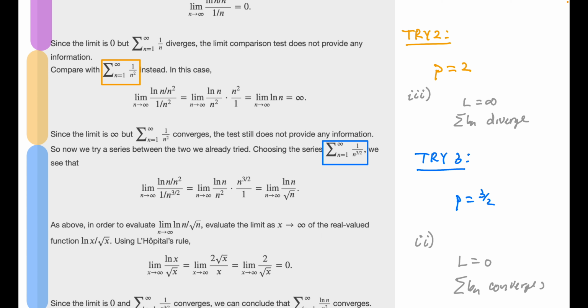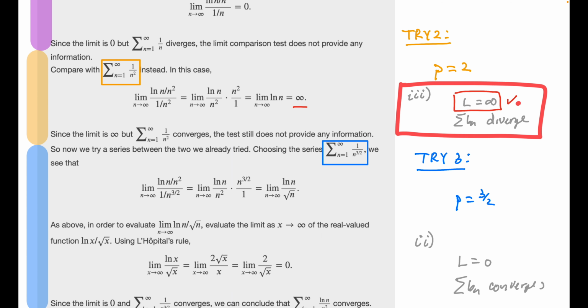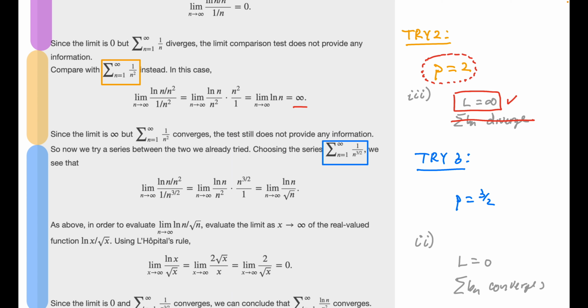Well, when we compute the limit, we find that we get a limit of infinity. So that's a check mark. But the statement of LCT, the third part of LCT requires 1 and then 2, that the series we've chosen needs to diverge. And unfortunately, we don't have that, as we've used for b_n a p-series with p equaling 2, and that converges. So try 2 fails as well.